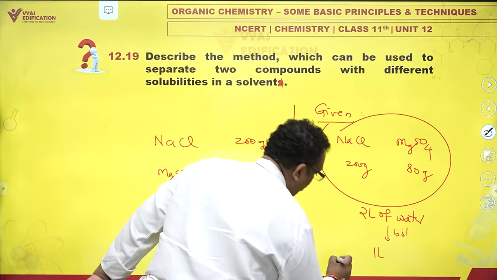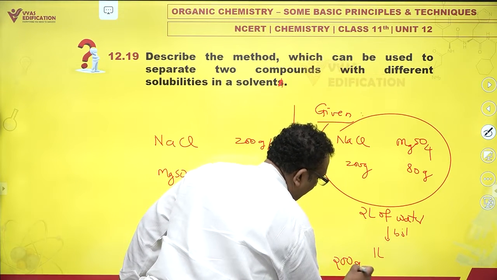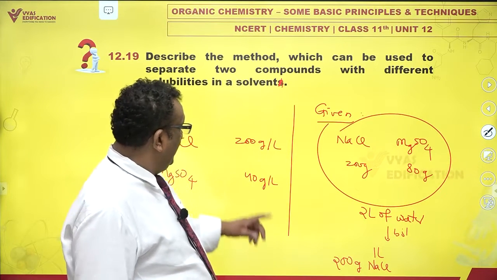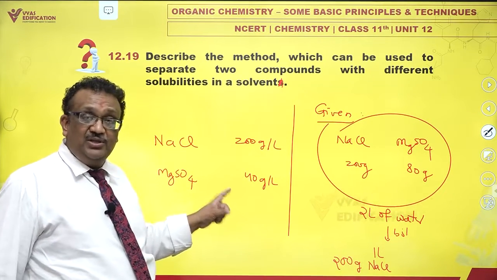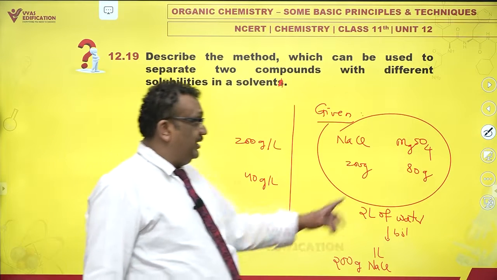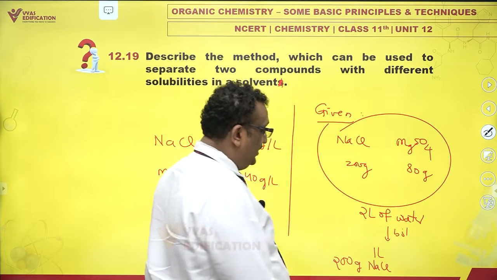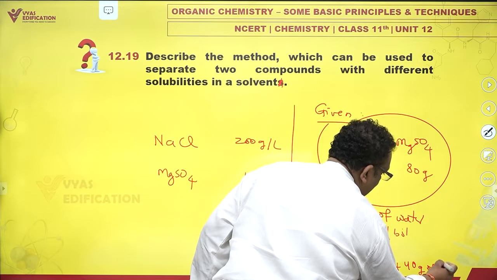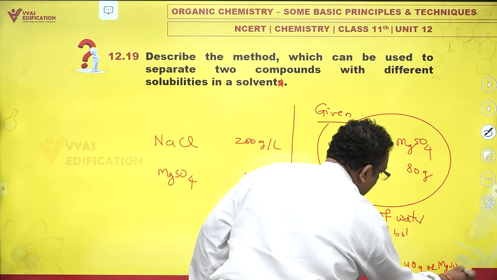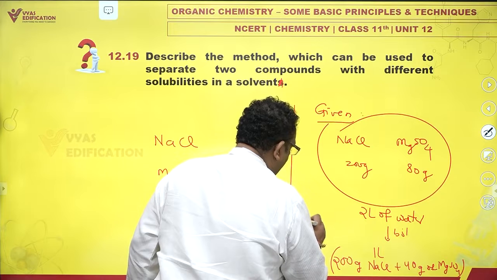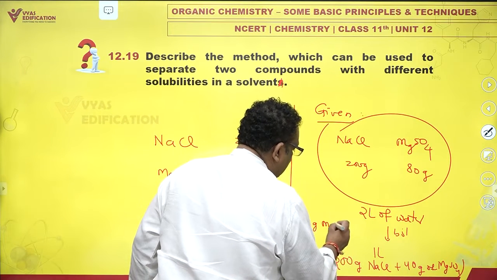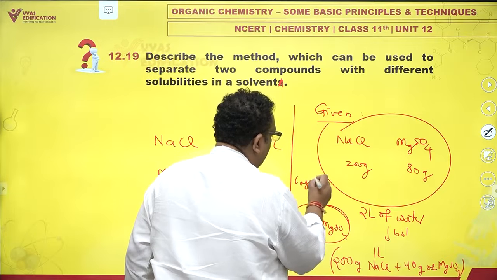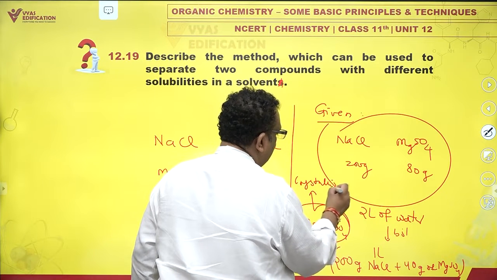So I have 200 grams of NaCl, right? But in 1 liter, only 40 grams of MgSO4 can dissolve. Yes, and I have 80 grams. So what happens? 40 grams of MgSO4 will remain in the solution, yes, but the other 40 grams of MgSO4, what happens to them? They crystallize out.